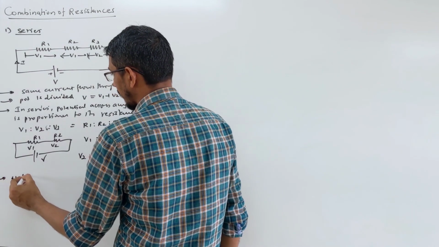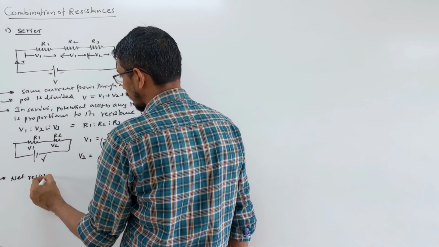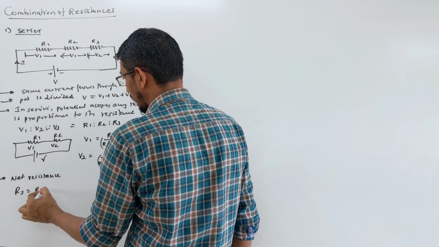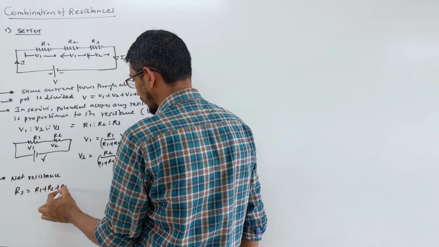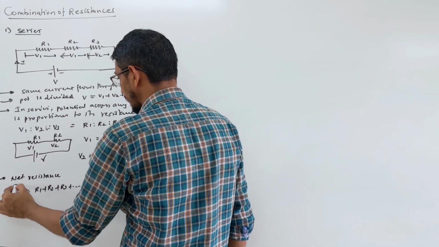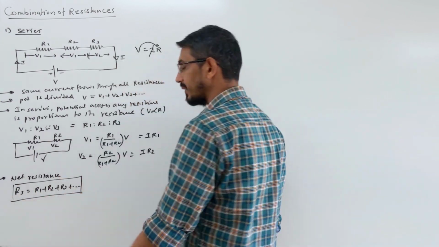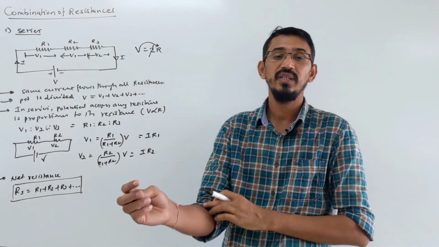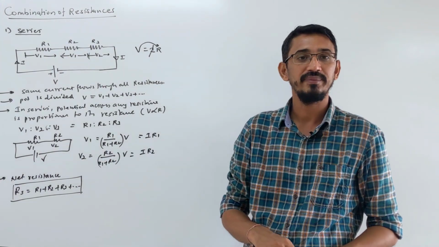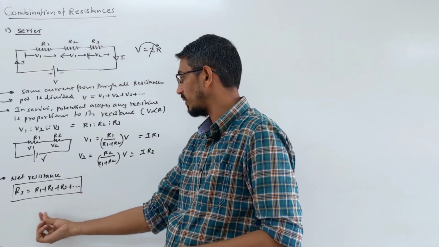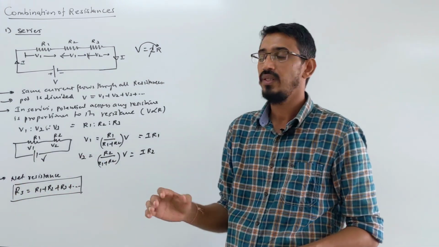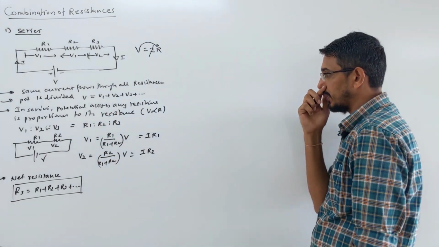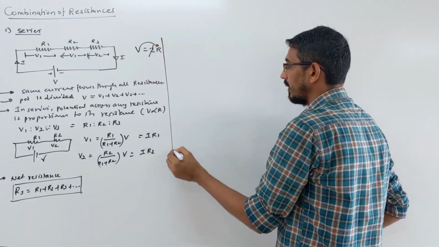Then the net resistance. Everybody knows how to write the net resistance, right? What is the answer? The net resistance in series, RS, is equal to R1 plus R2 plus R3. All resistances get added. So remember that the net resistance is always more than any individual resistance, because all resistances are added. So net resistance is always more than the biggest individual resistance. These things you know actually.